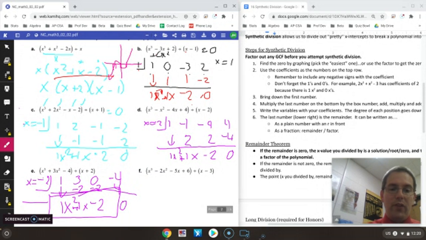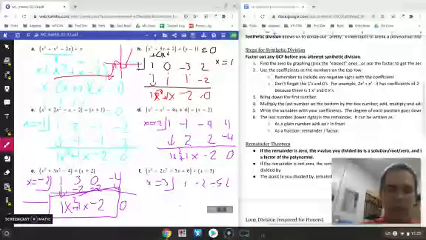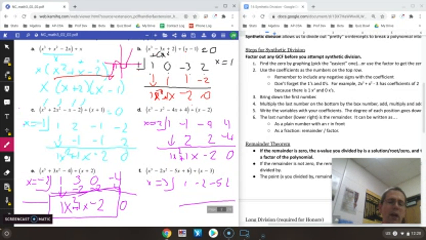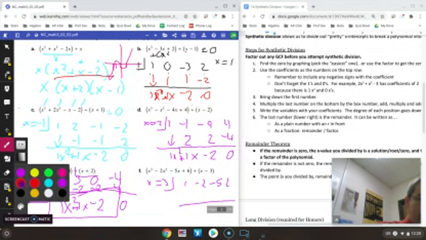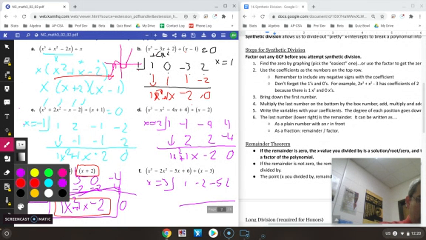For the last one, I'll set it up. You should have x equals 3, and your coefficients are 1, -2, -5, and 6. If you do it correctly, you will get a 0 remainder and the same thing. One thing I do want to mention about having a 0 remainder is that if I get a 0 remainder, I know that the thing I divided by is a factor, and my actual answer, the x squared plus 1x minus 2, is a factor.